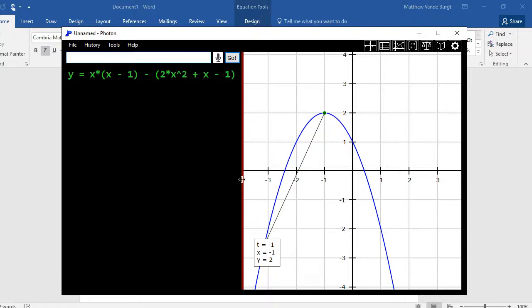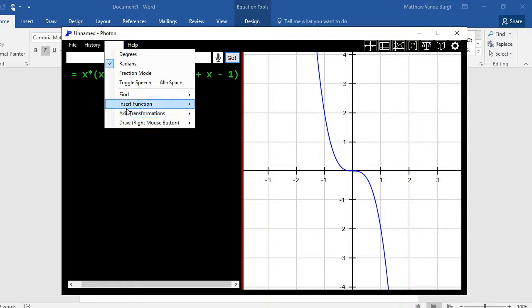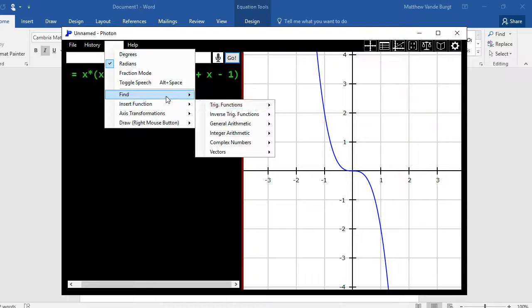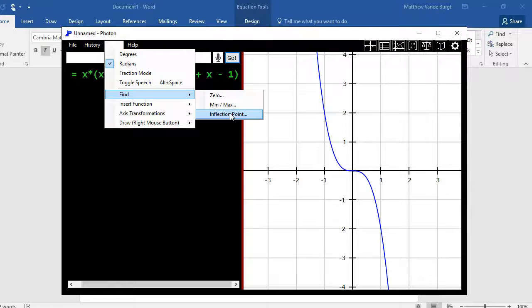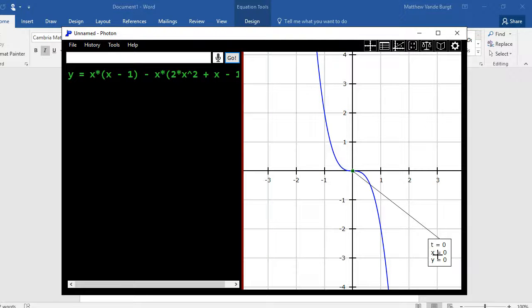The other thing that it can find is inflection point. However, a quadratic isn't going to have one, but I can make it cubic by just multiplying something by x. Times x. So our inflection point's going to be right here. So Tools, find inflection point, and I'll just enter 1 as a starting guess, and it found it at x equals 0.